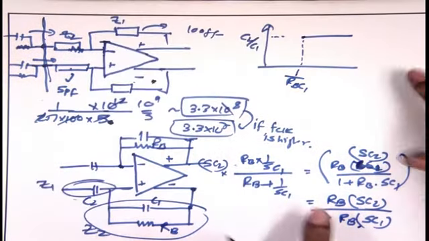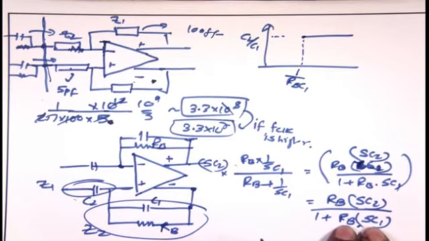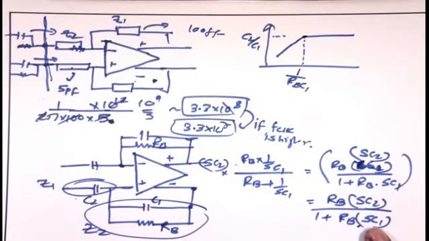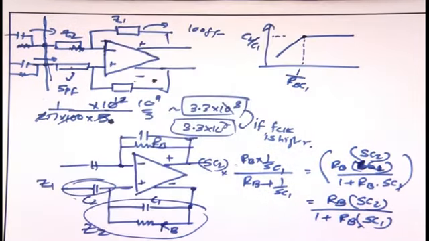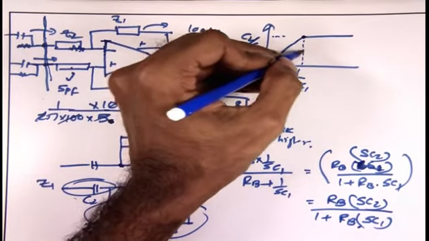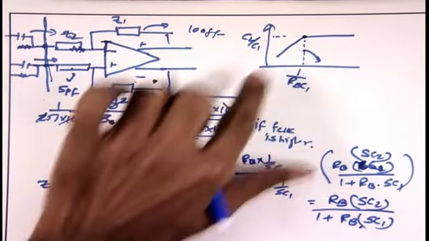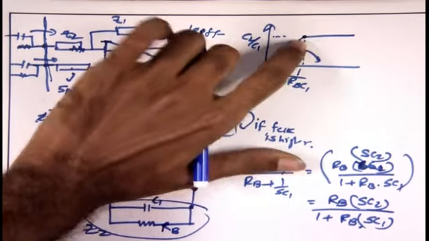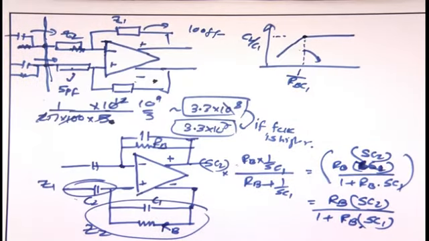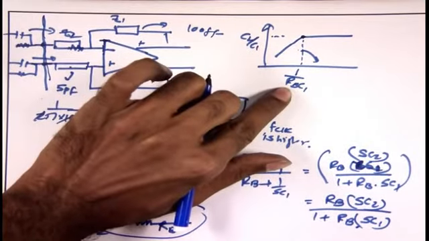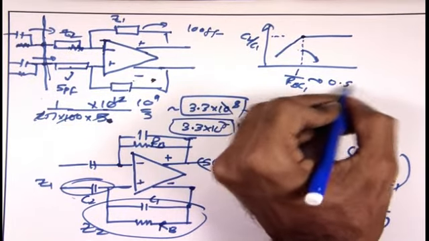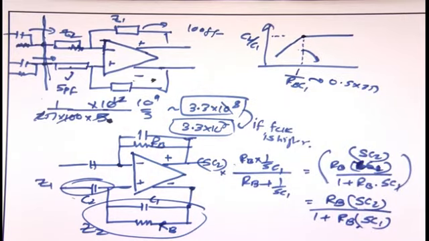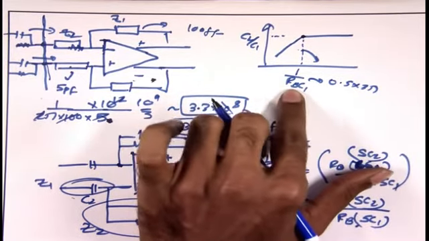Below that, if we go much lower than 1 upon RB C1, this term becomes much smaller than 1, and we have a 20 dB per decade slope. The gain goes down. So, high pass filter. Now, what should be the cutoff frequency limit? We have seen the signal bandwidth can be from 0.5 hertz to 100 hertz. So the lower limit must accommodate that 0.5 hertz. We can set this 1 upon RB C1 to around 0.5 hertz into 2 pi. That is going to determine the value of RB required.